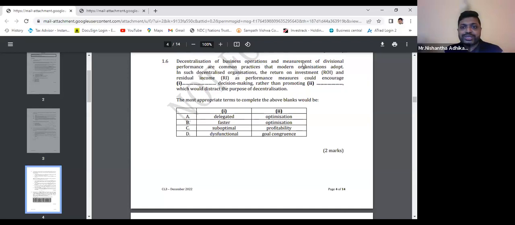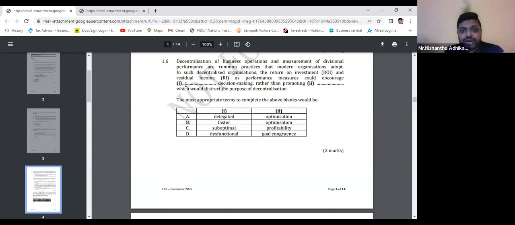Decentralization of business operations and measurement of divisional performance are common practices that modern organizations adopt, right? In such a decentralized organization, ROI, return on investment, and residual income as performance measures could encourage what? Blank decision making rather than promoting blank, which would distract the purpose of this decentralization. That is a disadvantage, right?